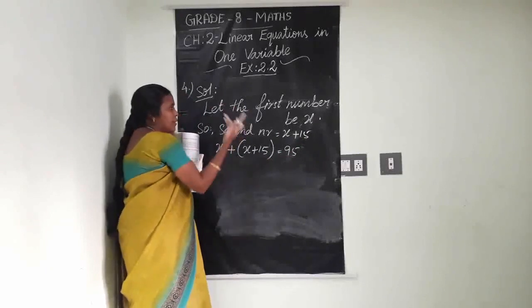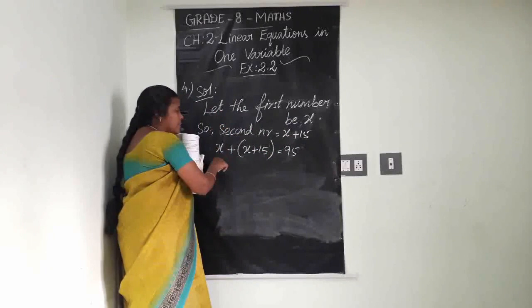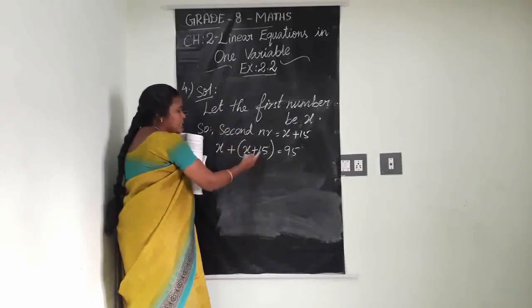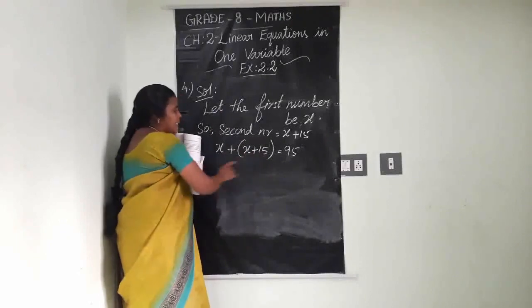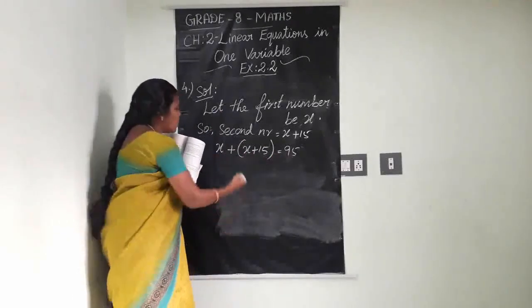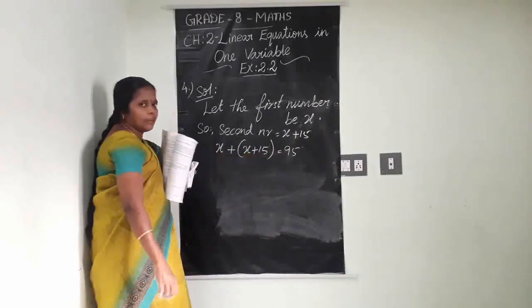The sum of two numbers is equal to 95. The first number we don't know, so we assumed it as x. If it is x, the second number is 15 more than that, so x plus 15. That addition is 95. Clear, children? Now simplify.